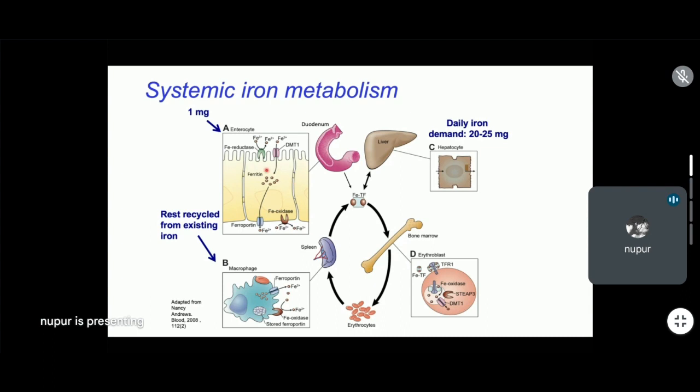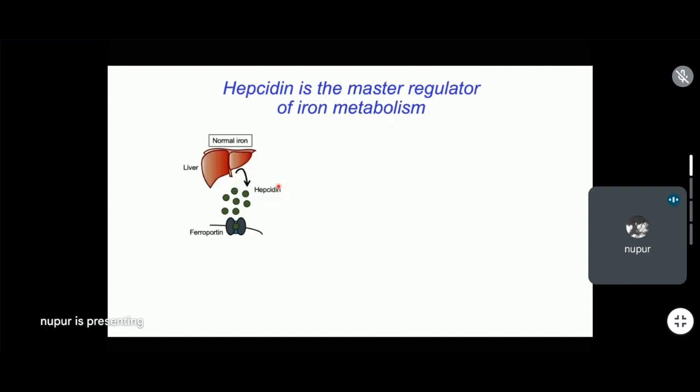This is the one part of the systemic, and how iron is coming in, how iron is being transported to different organs, but it is regulated at the systemic level by a hepatic hormone known as hepcidin, and that's the master regulator of iron metabolism. How? So what happens is it produces hepcidin, and hepcidin will go into systemic circulation.